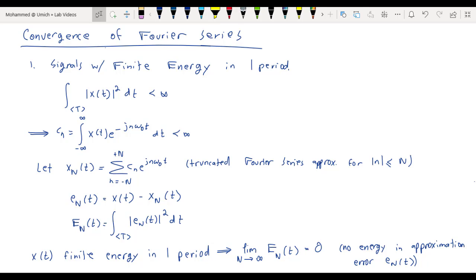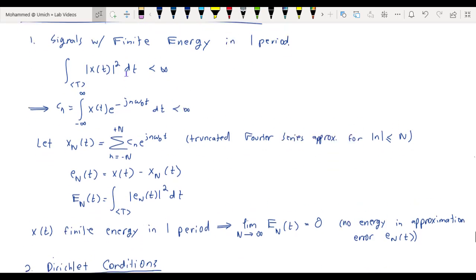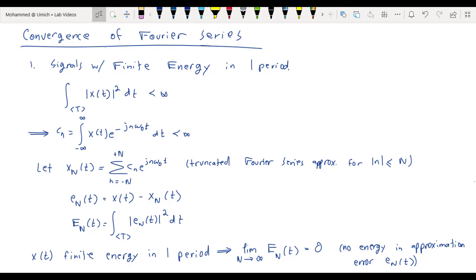So let's look at the question of when does a periodic signal x of t actually have a Fourier series representation. One class of periodic signals that can be represented through the Fourier series are signals that have finite energy over a single period. So signals that satisfy the integral over one period of magnitude of x of t squared dt is less than infinity. When this condition is satisfied, we're guaranteed that the coefficients Cn, the integral of x of t e to the minus j n omega naught t dt, are finite.